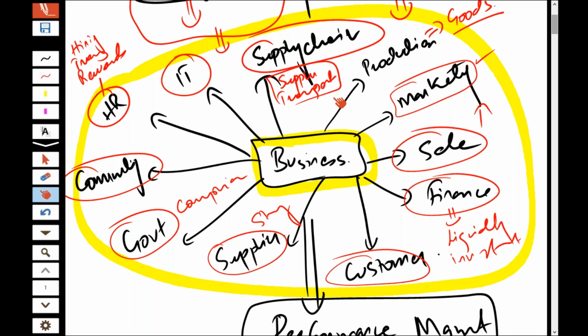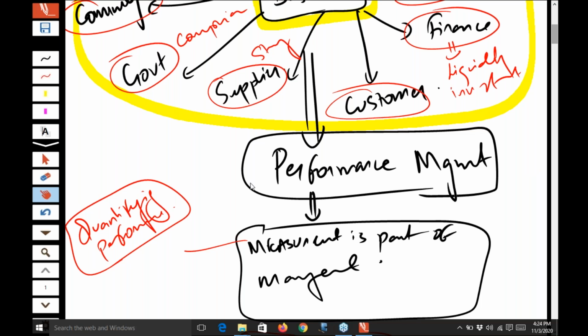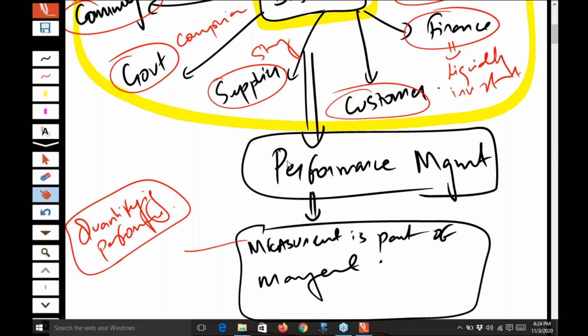And then I told you that when we talk about performance measurement, remember, measurement is a subset of management. Measurement is part of management. Now, when it is part of management, let me repeat.